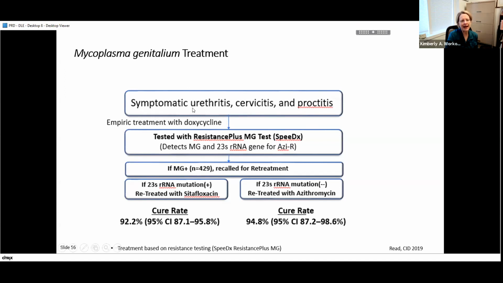They took people who had symptomatic urethritis, cervicitis, and proctitis and empirically treated them with doxy to decrease the organism load, because I showed you it's about 30% effective. Then they performed this test to detect Mycoplasma genitalium and resistance mutations, called back the people who had Mycoplasma genitalium, and did the testing for resistance. Those who had macrolide resistance they treated with the drug they had, moxifloxacin. If you didn't have macrolide resistance, they treated with azithromycin, and look at these cure rates. We don't have the opportunity to do that yet. We don't have the ability to do the resistance test.